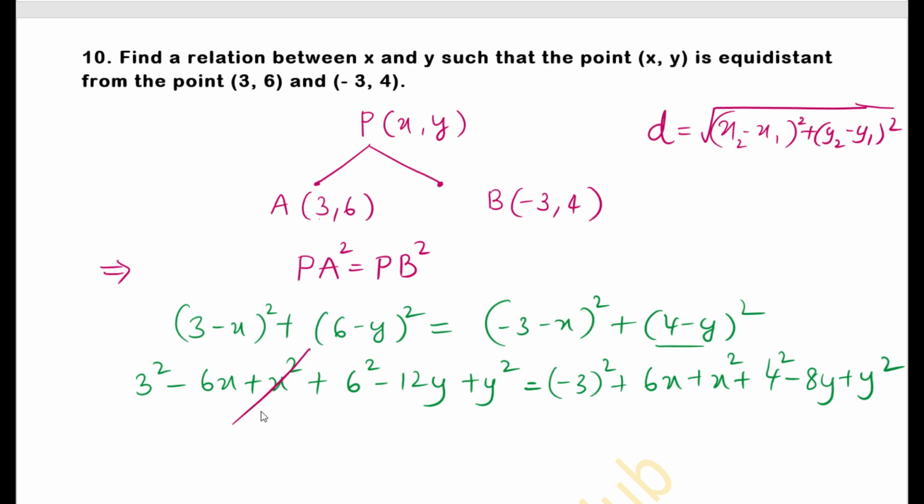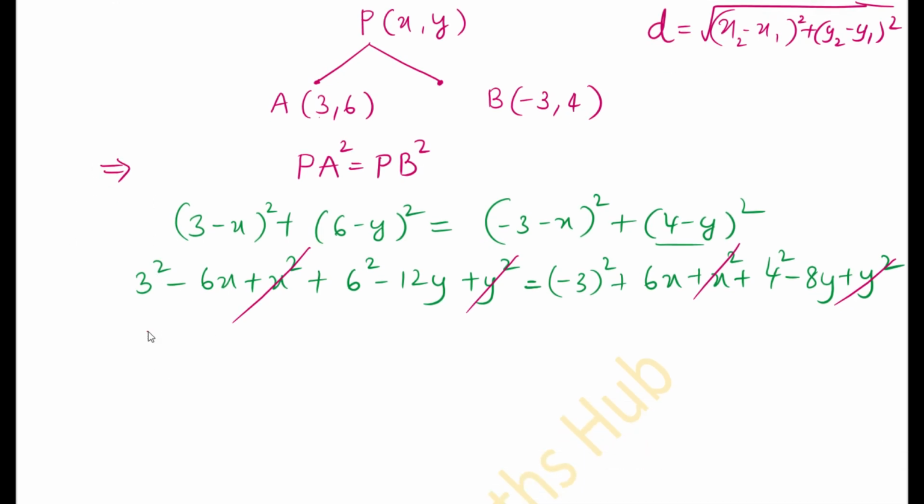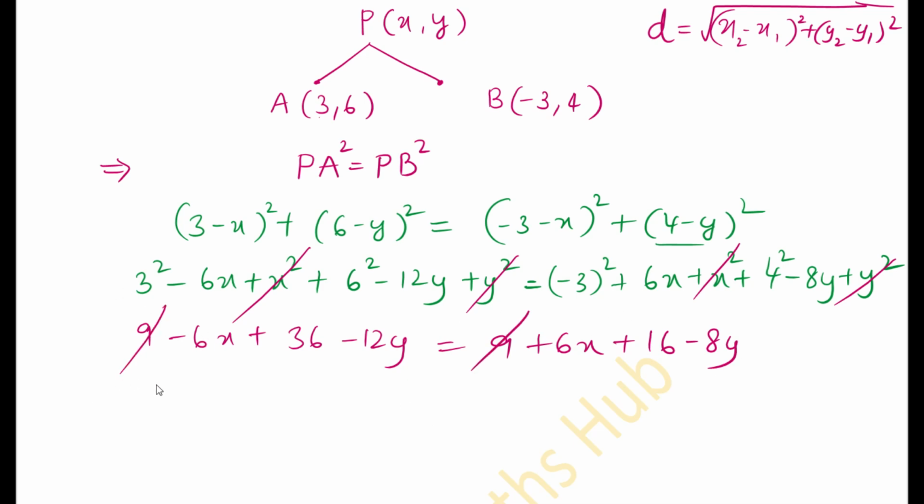Now x square on the LHS and RHS will cancel out. In the same way, y square and y square on the LHS and RHS will cancel out. What we get: 3 square is 9 minus 6x plus 6 square is 36 minus 12y, which is equal to minus 3 square is 9 plus 6x plus 4 square is 16 minus 8y. The remaining terms are written as they are, plus 9 minus 9 on LHS and RHS will cancel out.